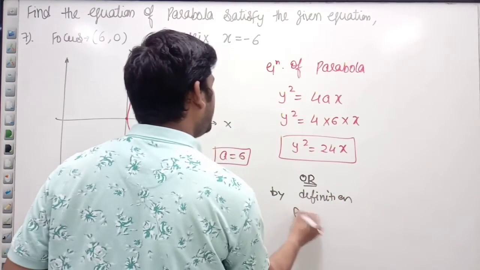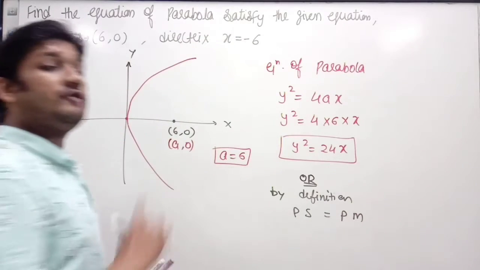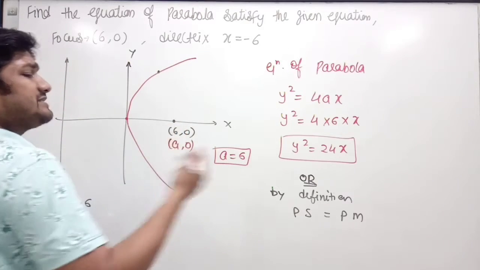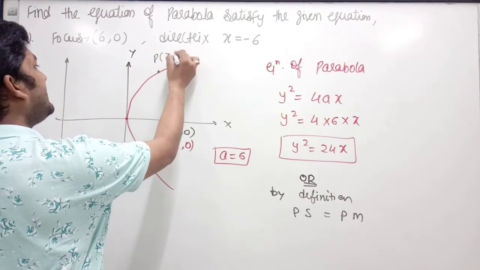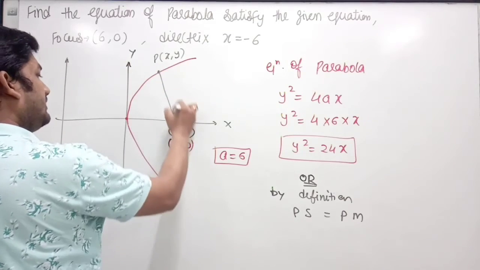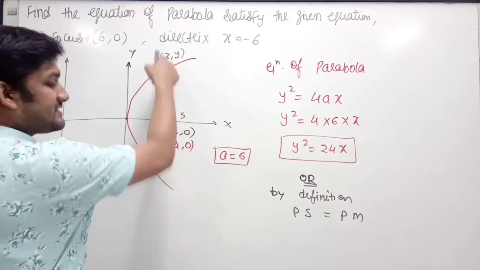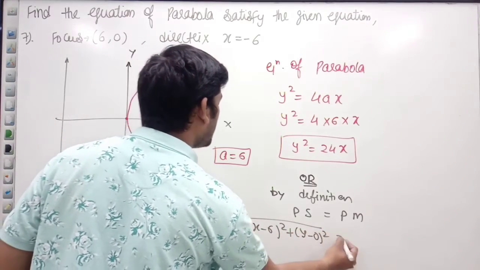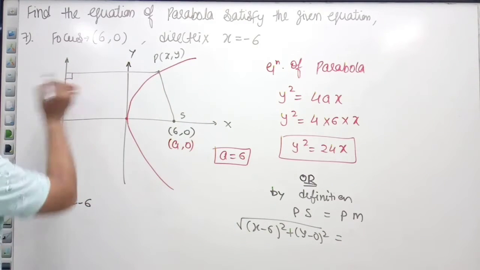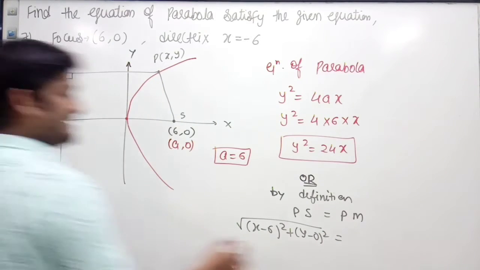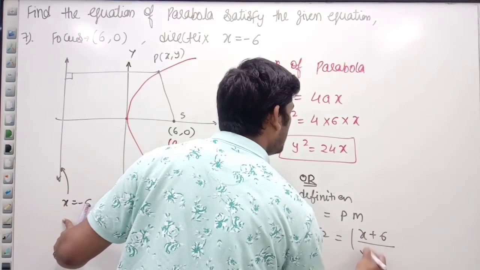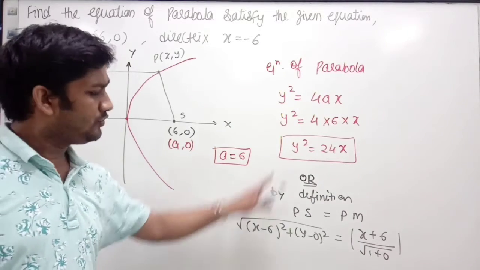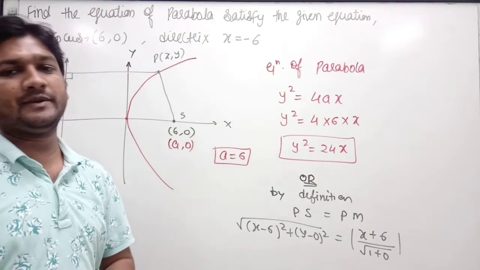What is the definition of a parabola? PS equal to PM. Distance from focus is equal to distance from directrix. Just take a random point. Extending the other method, let the point P(x, y) be on the parabola. Distance from focus is PS. You can apply the distance formula, under root (x minus 6) whole square plus (y minus 0) whole square. PM is the perpendicular distance from the point to the line. How to write the equation? You write the same, it is |x + 6| upon root of 1 plus 0, root of a square plus b square. When you simplify this equation, you will get the same answer. So I hope this will be clear.